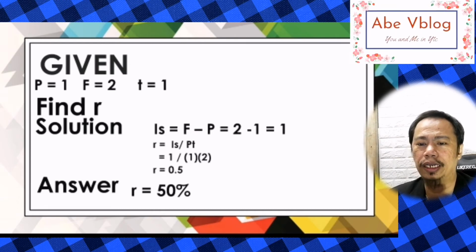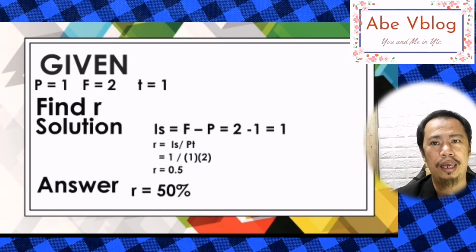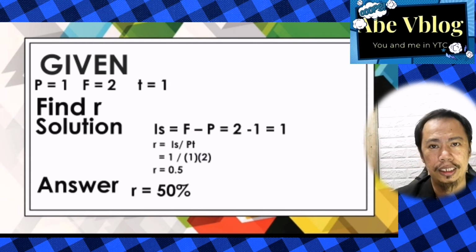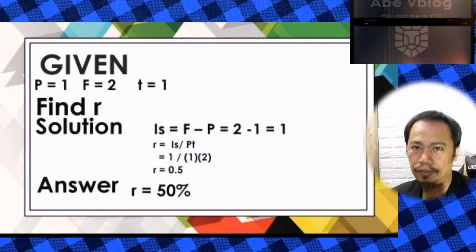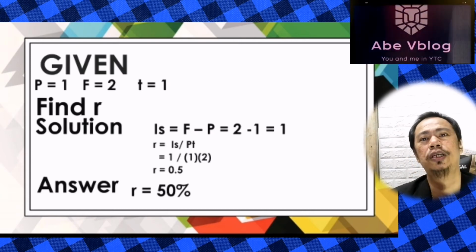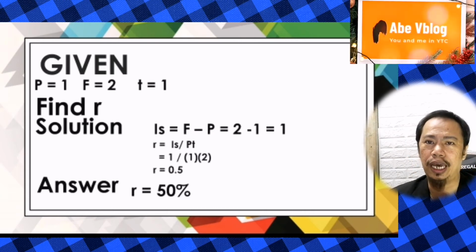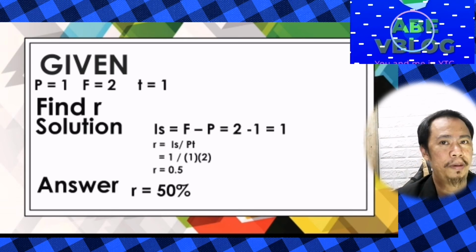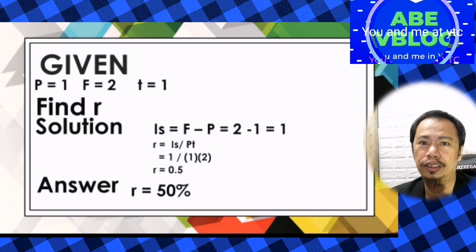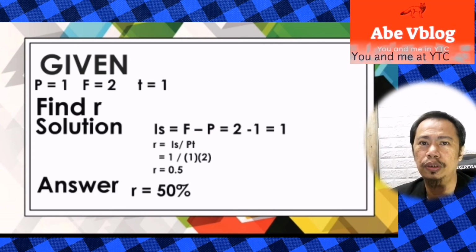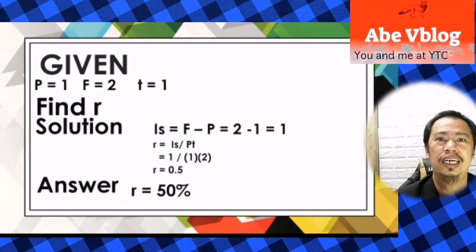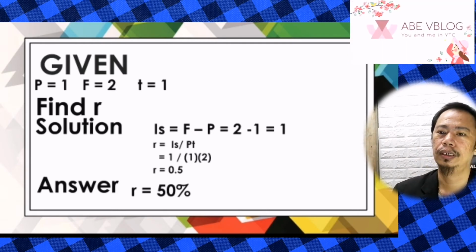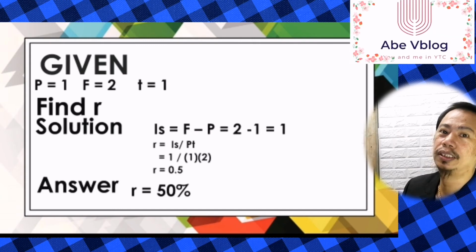Then we have R is equal to IS over PT. IS is 1, P is 1, and T is 2. So we have 1 divided by 2, then R is 0.5. So the interest rate is 50%. In order for you to double your money, you must get a 50% simple interest rate, and that's very impossible. There is no bank that can guarantee you a 50% interest rate. Or else that's a scam bank.